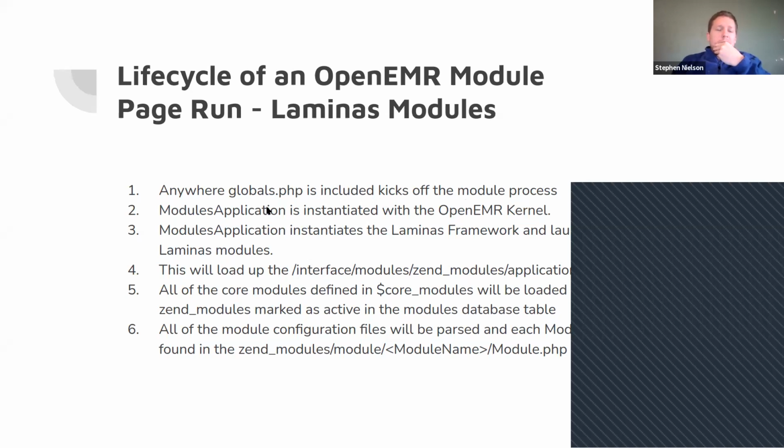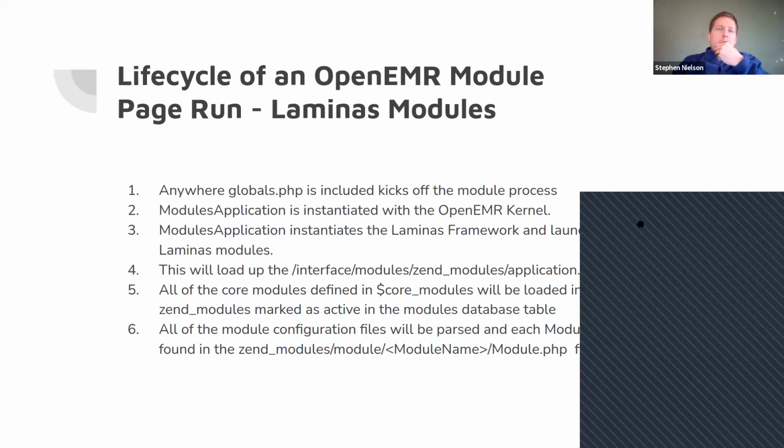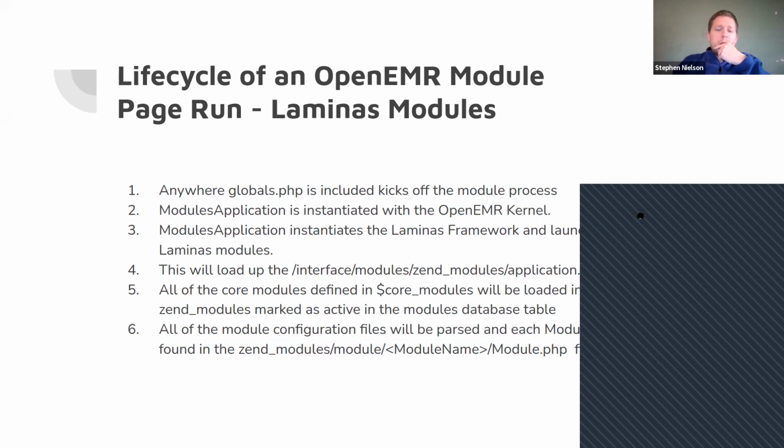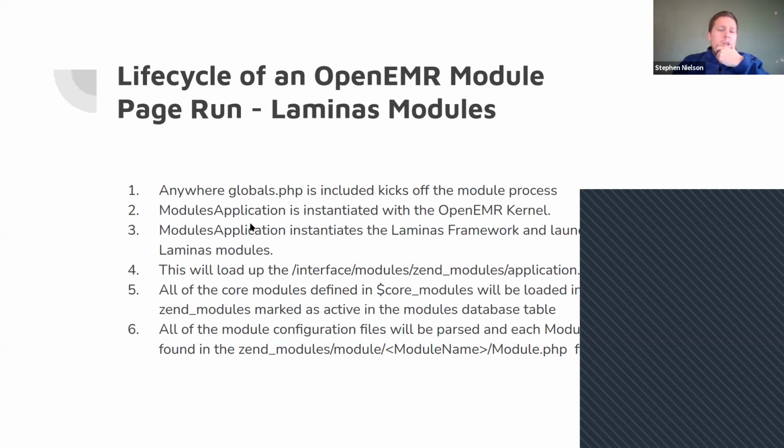After it's loaded up all those globals, it's going to instantiate a class called the modules application, and it's going to instantiate this inside of an OpenEMR kernel. You can think of the kernel as a container, essentially the main dependency injection container, if you know much about that. Kind of the core gem of where we'll move a lot of things eventually. But the kernel is going to instantiate this module application.